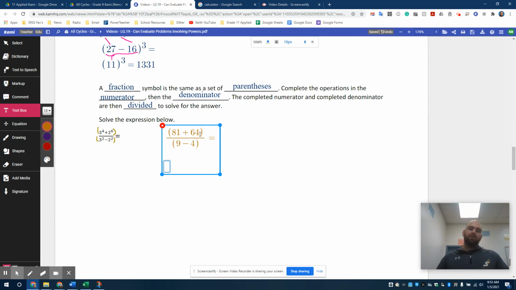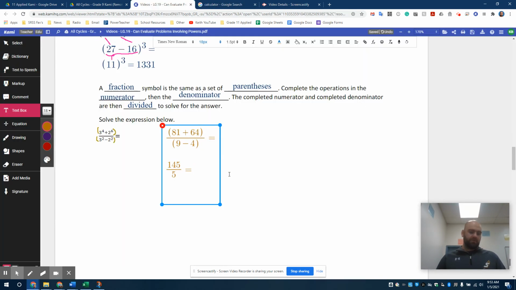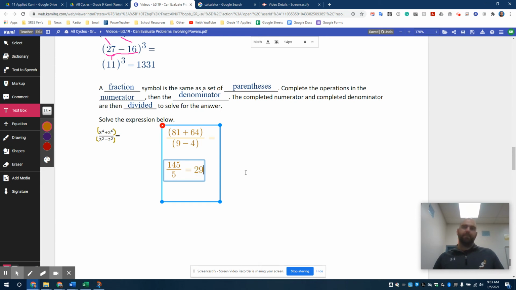Now here on top, we need to complete that set of brackets, what's on top, the numerator. 81 plus 64 is 145, and on the bottom we do the same thing. 9 minus 4 is 5. We need to complete that, and then finally we need to divide. 145 divided by 5 is 29.